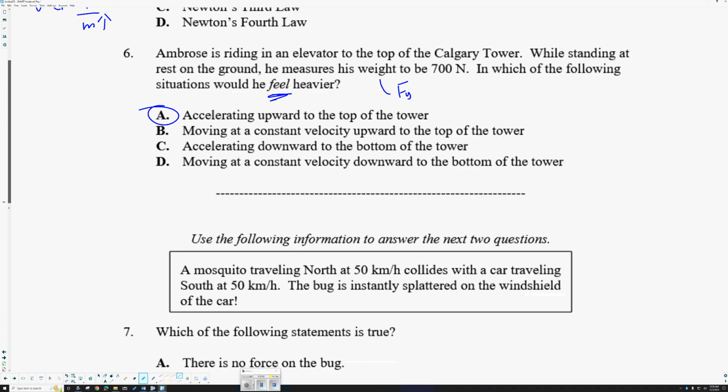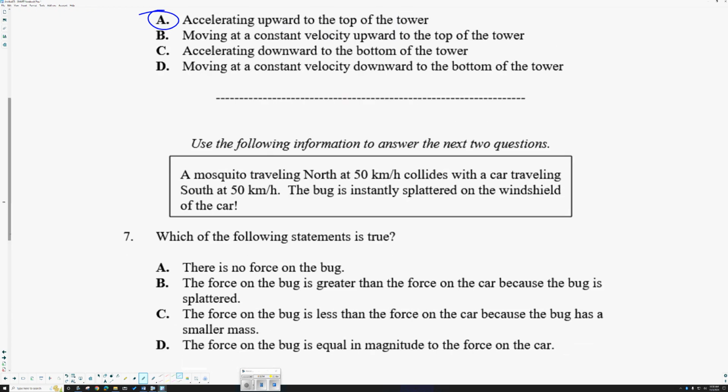Question 7. A mosquito traveling north at 50 kilometers per hour collides with a car traveling south at 50 kilometers per hour. The bug is instantly splattered on the windshield of the car. Which of the following statements is true? We know when object A, which is our bug here, applies a force on object B, object B will always apply an equal and opposite force on object A. So the force on the bug is going to be equal in magnitude to the force on the car.